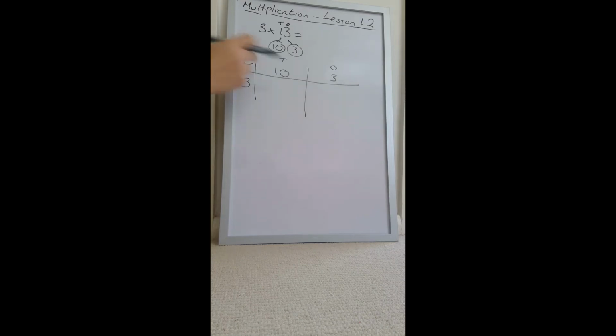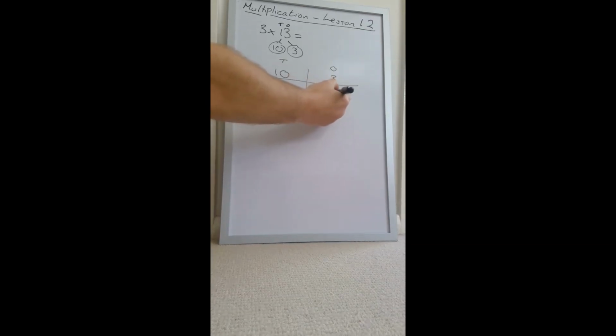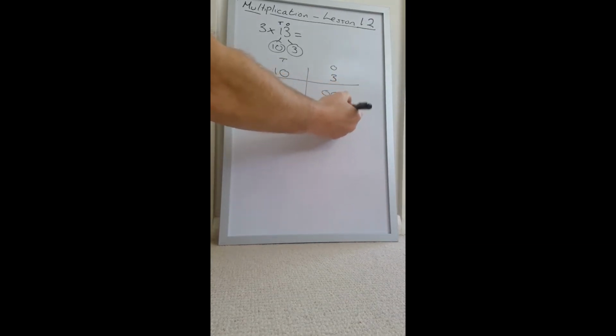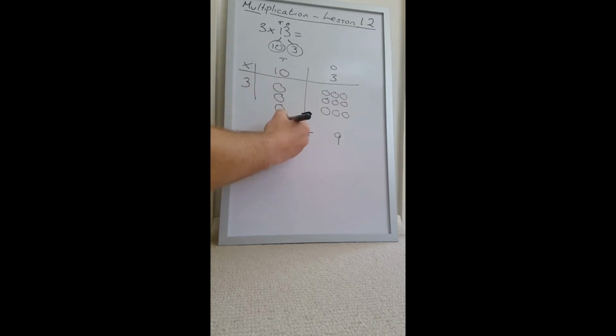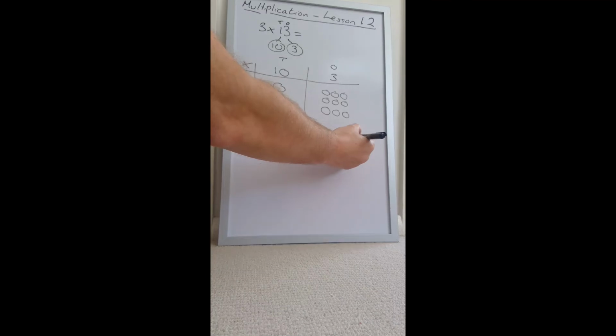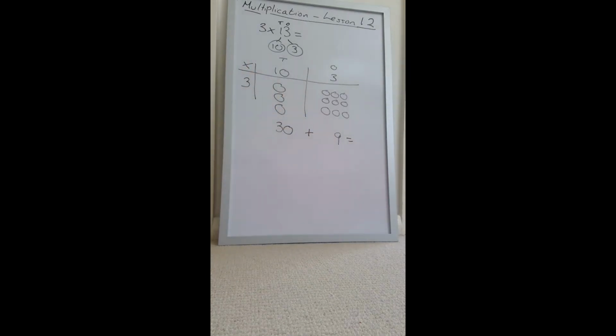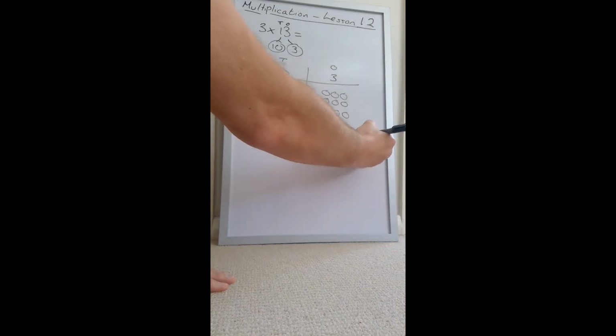So 3 times 10, each counter's value is 10. 3 times 3, we would have had our 3 rows and our 3 columns, and the value of each counter would have been 1. And then we would have solved the problem. Starting with the ones, we would have counted them up, 3, 6, 9. Now into the tens column. Remember, the value of each of these is 10. We're in the tens column. 10, 20, 30. Once we had that answer, we would have recombined to find the final answer. 30 plus 9 is 39.